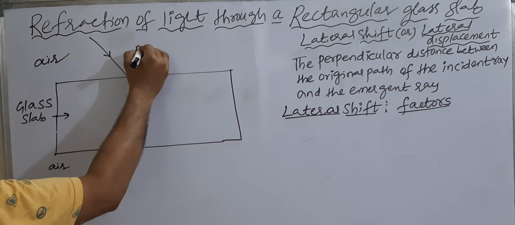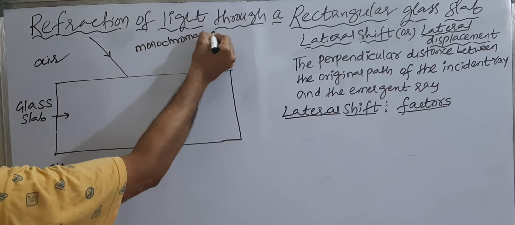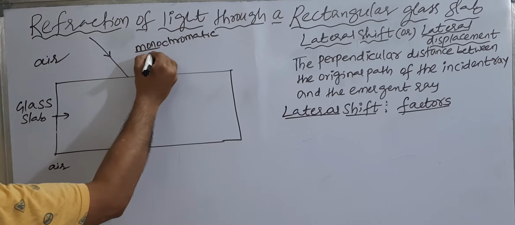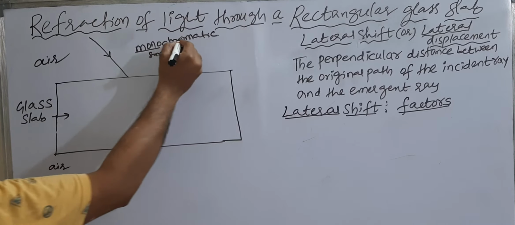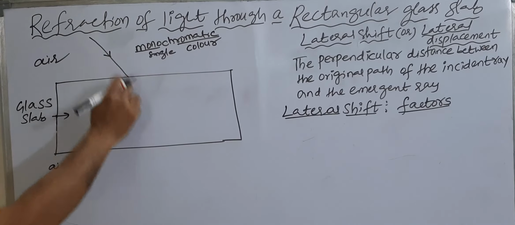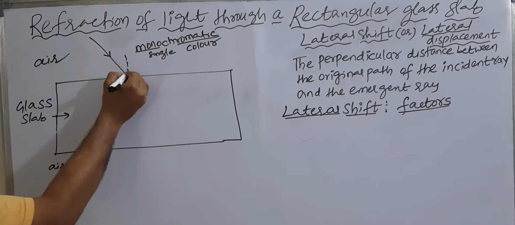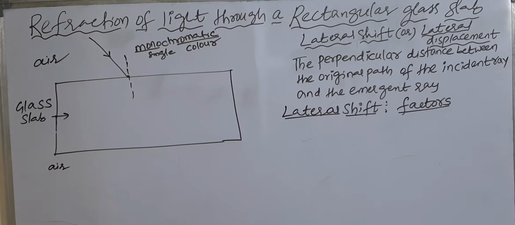This light ray is nothing but a monochromatic light ray. Monochromatic: mono means single, chromatic means color. So it is a single color light ray. This point is the point of incidence. Draw a normal here.